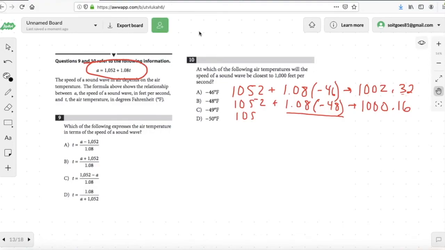Okay. Let's try answer choice C. We're plugging in negative 49. Again, just multiply 49 times 1.08 and then subtract it from 1052.